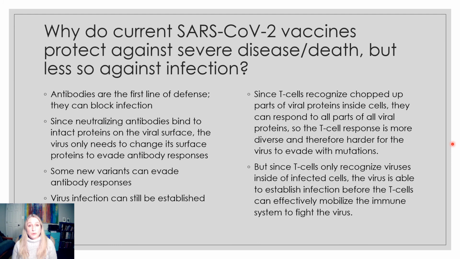But since T cells only recognize viruses inside infected cells, the virus has already established infection before the T cells can effectively mobilize the immune system to fight the virus. So the T cell response is slower, but it's more resistant to mutations. And that is why these vaccines protect against severe disease and death, because they've got the T cell response to get rid of the virus before the virus progresses too badly, but less so against infection.